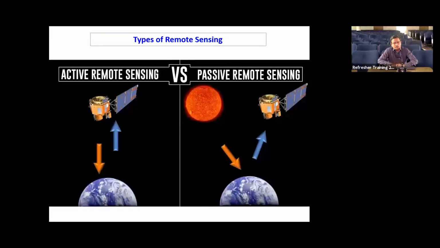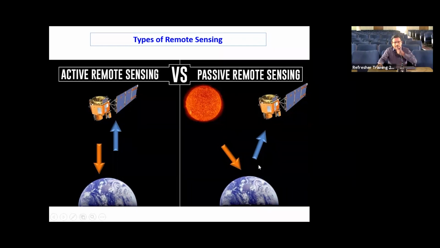There are two types of remote sensing, and this is quite interesting. What we discussed now is passive remote sensing. That means we utilize the energy available from the sun. That is passive. We do not invest any energy to illuminate the target. The sun gives the energy that illuminates the earth surface, and the reflected energy is captured by the satellite. This is called passive remote sensing.